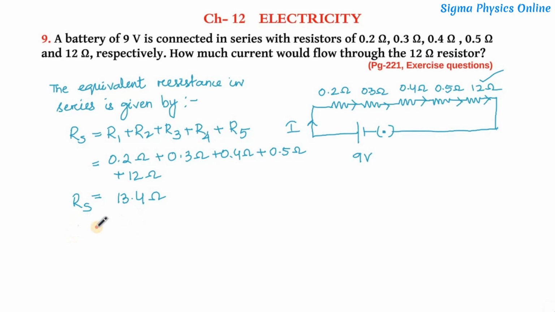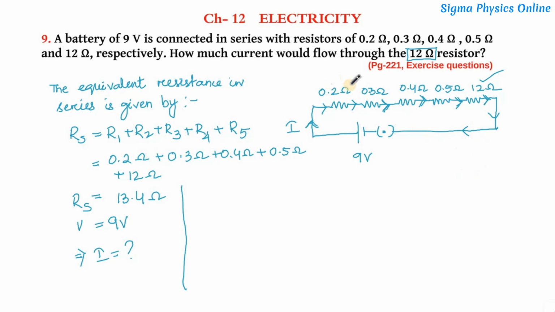Now we have the potential difference V as 9 volt. So now we need to find the value of current, and we'll apply Ohm's law. It's asked for the current through the 12 ohm resistor. As you can see, this is a series circuit, and in a series circuit the same amount of current passes through each of the resistors because the current has only one path to flow. So the current value will remain the same across each resistor.